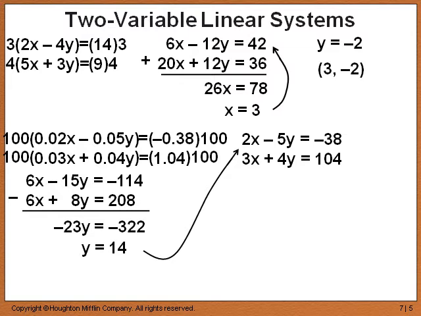Y equals 14. Back substitute into any equation. This is a simple one, 2x minus 5y equals negative 38. We plug 14 in for y there, and we solve and get x equals 16. So the solution to this system is the ordered pair 16, 14. And once again, you should have been able to get that on your own.